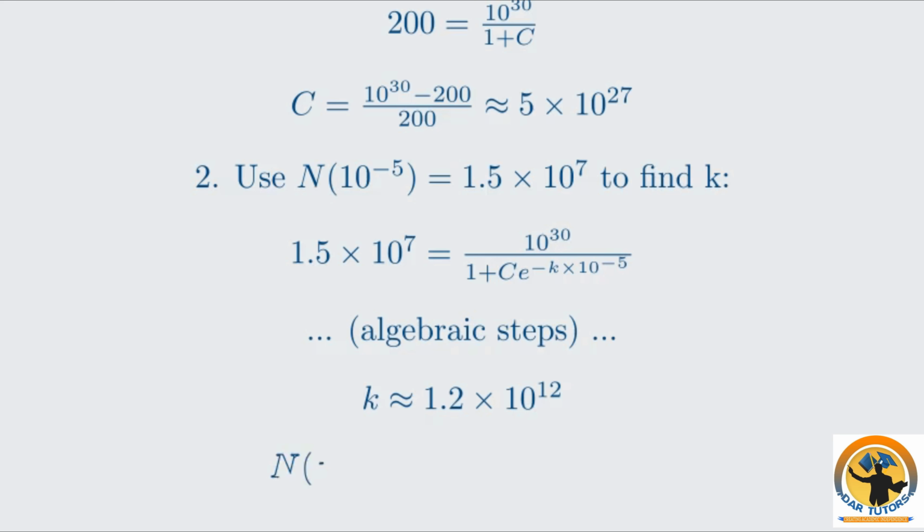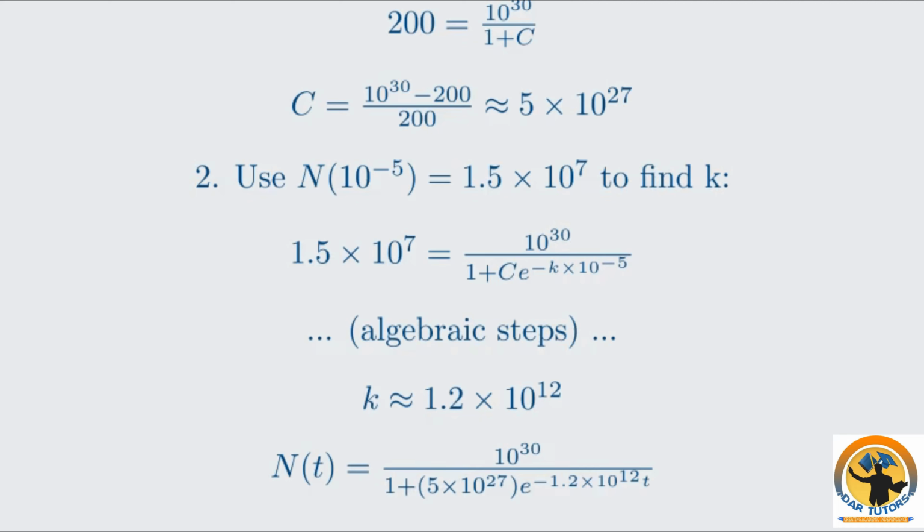So our complete equation for the number of active molecules is N equals 10 to the power of 30 divided by 1 plus 5 times 10 to the power of 27 times e to the power of negative 1.2 times 10 to the power of 12 times T.